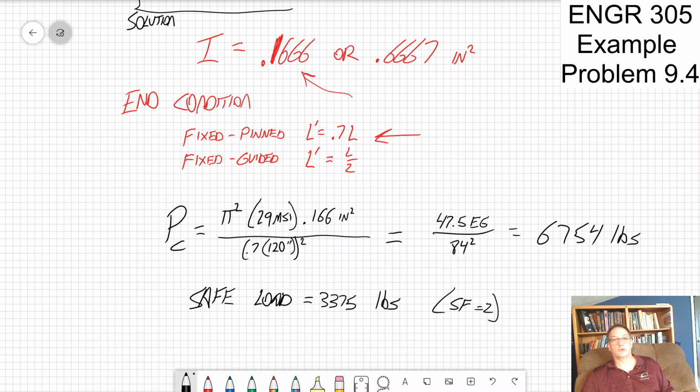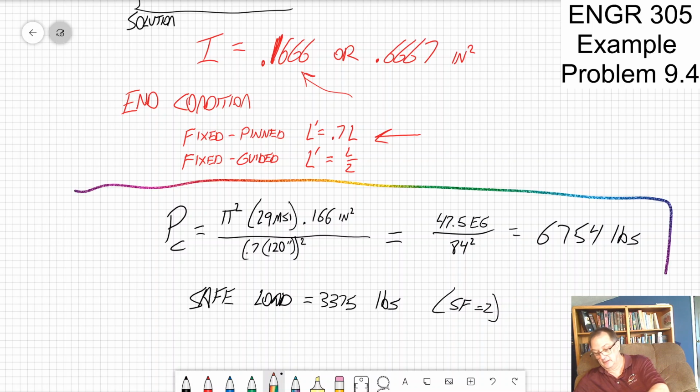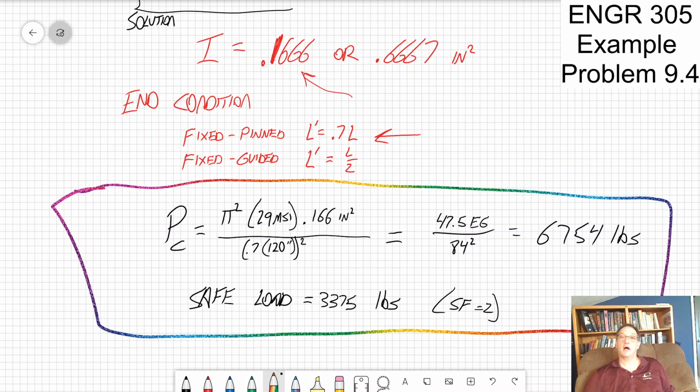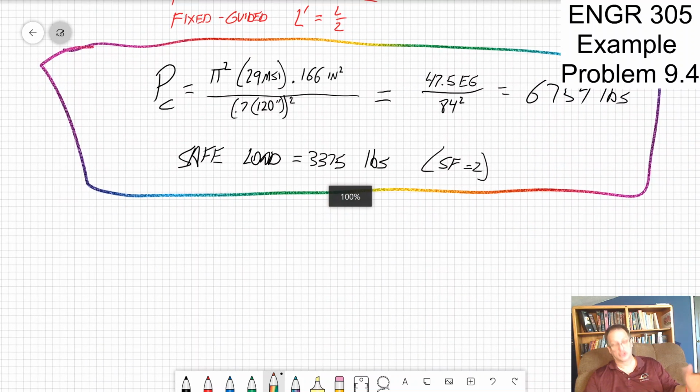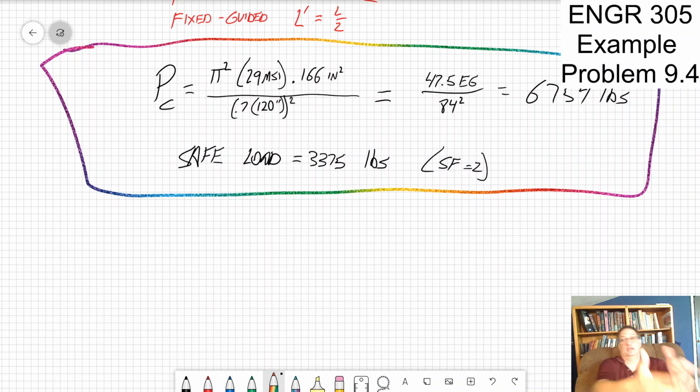All right, I had major calculator issues, and I don't know where I was making mistakes, but here's where I ultimately landed. If I did the calculation, I would get 6,754 pounds and a safe load of 3,375. Now, this is not what the book has. And I want to warn you, you should track along in the book as well. These are coming out of the book, so there are other ways to do them.